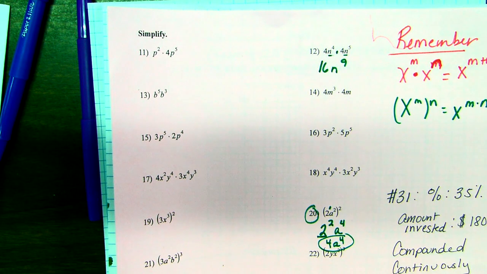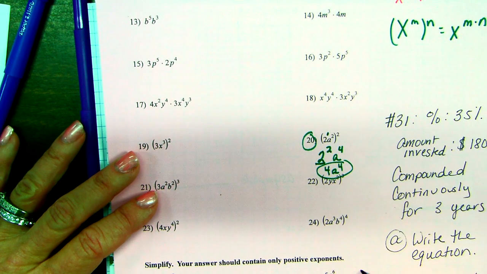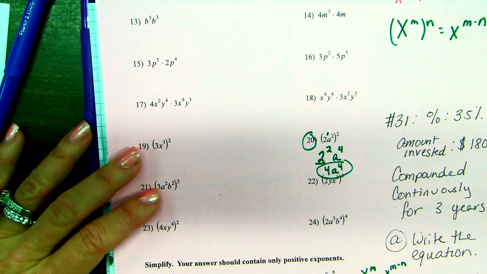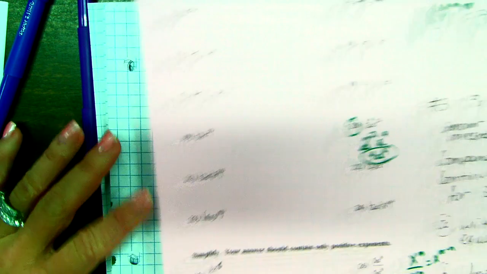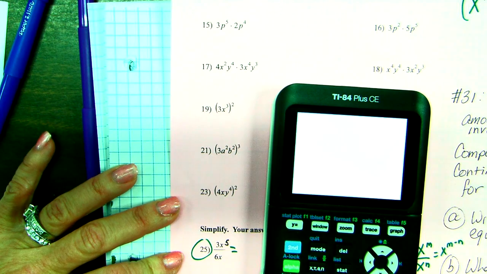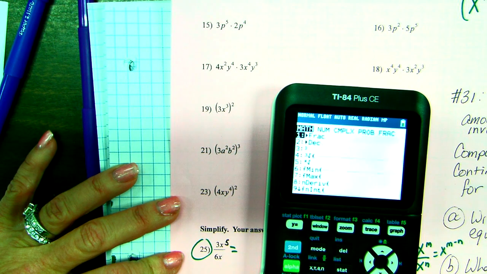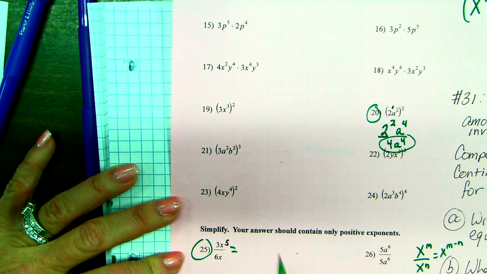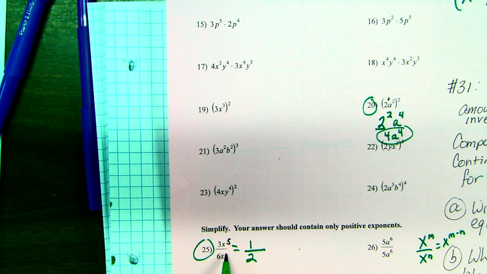Okay? And there's one last rule down here, and that's the division rule. If you're dividing with like bases, we subtract. If there's other numbers hanging out in front of x, treat them like you always would. Look at 25. There's a 3 over 6. If you don't know how to simplify it, your graphing calculator can do it. You just put it in as 3 divided by 6, math, enter, enter. It's 1/2. So I have 1/2. That's the numbers. 3 over 6 is 1/2. And then I subtract my exponents.